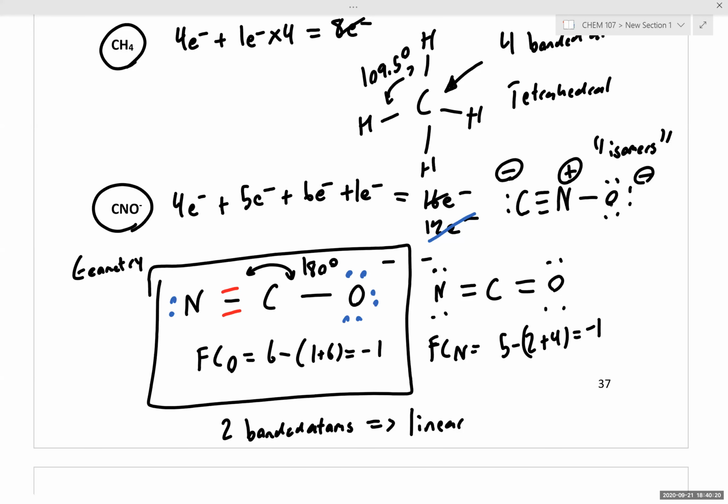Can I ask a question? Yes, please, go ahead. So for the way you draw the Lewis structure, the left one in the box, that's the most correct one, right? Because it has the negative formal charge on the most electronegative atom.